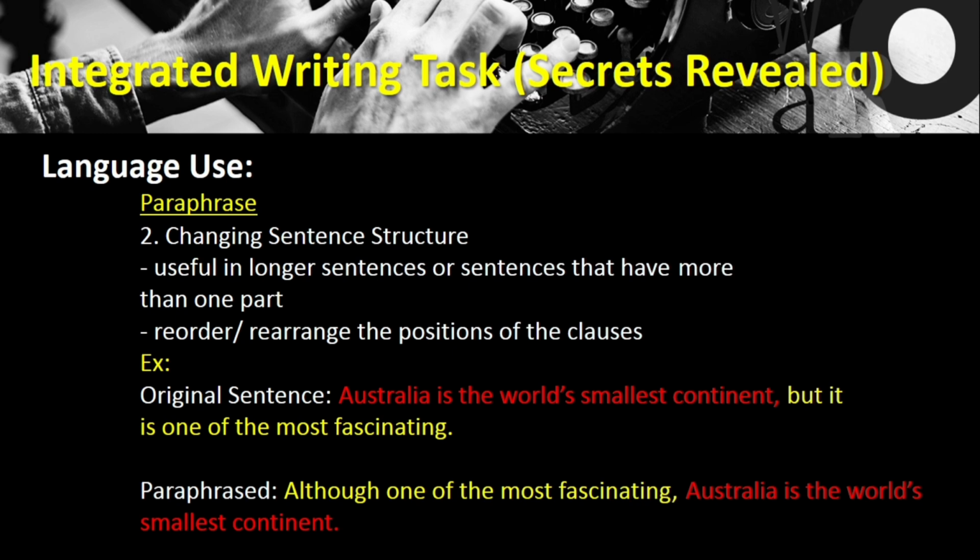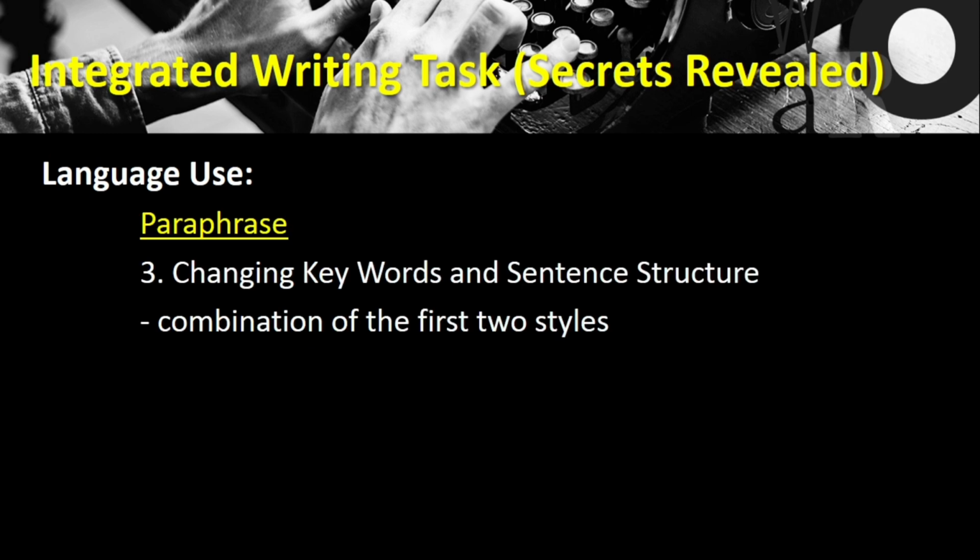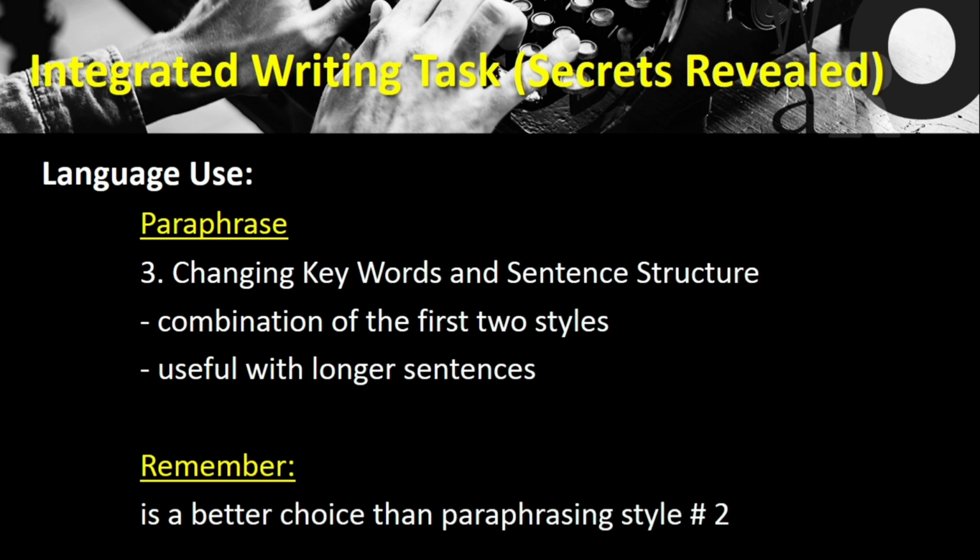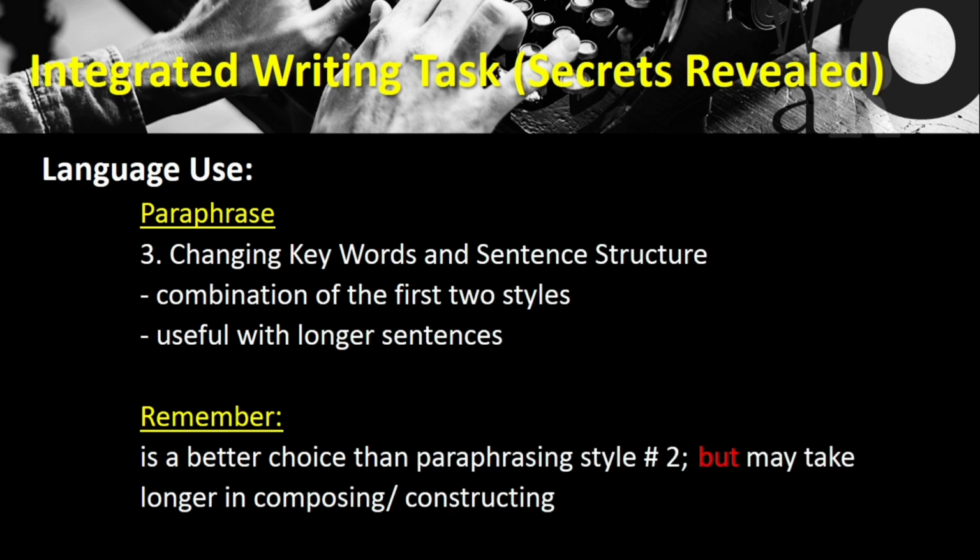Moving on to the last basic style of paraphrasing, it is simply a combination of the first two, changing keywords and sentence structure. Like the second style, this method is extra useful with longer sentences. It is also more effective than the second style since it is a much improved version of the original sentence. However, the difference between the two styles is the time spent constructing the sentence. It is quite obvious that paraphrasing style 3 demands the longest time despite being very effective.